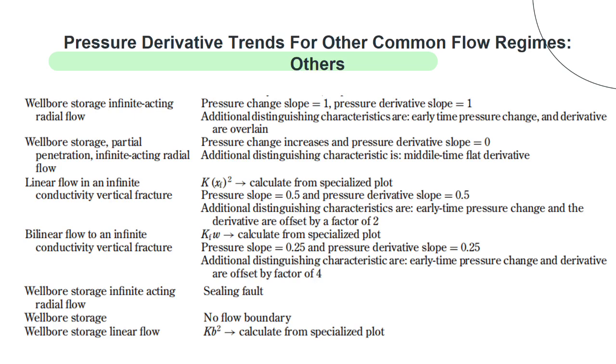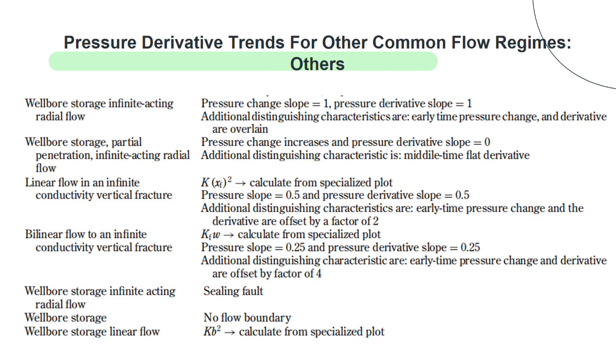And according to others, the wellbore storage infinite acting radial flow is where the pressure change slope is equal to 1 and the pressure derivative slope is equal to 1. Additional distinguishing characteristics are early time pressure change and derivative are overlain. In the wellbore storage, partial penetration, infinite acting radial flow, the pressure change increases and the pressure derivative slope is 0. Additional distinguishing characteristic is middle time flat derivative.